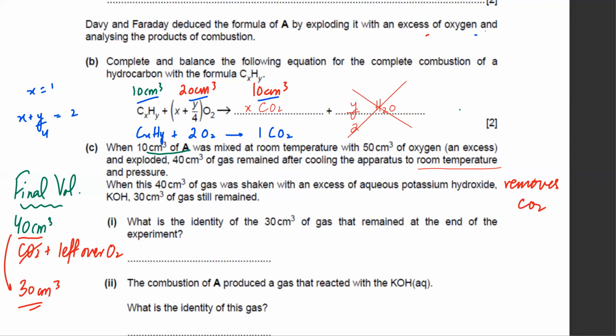Looking at the oxygen, x plus y/4 is equal to 2. So x is 1, take 1 to the other side, and y becomes equal to 4. So the molecule is CH4. x is 1 and y is 4, C1H4. That's the molecule we are talking about. What is the identity of this gas? It's methane gas. Clear? All clear?